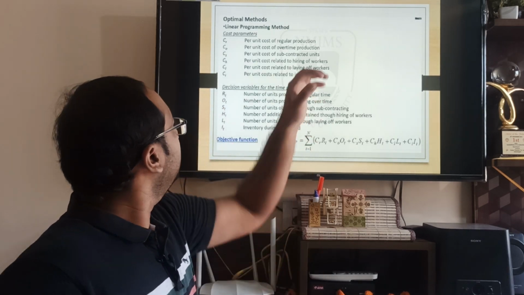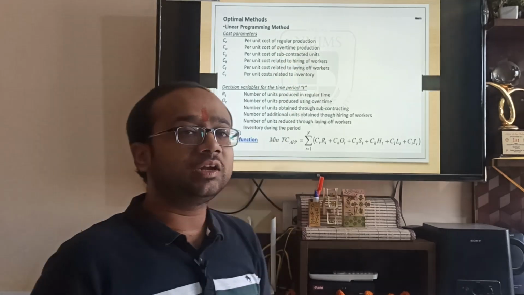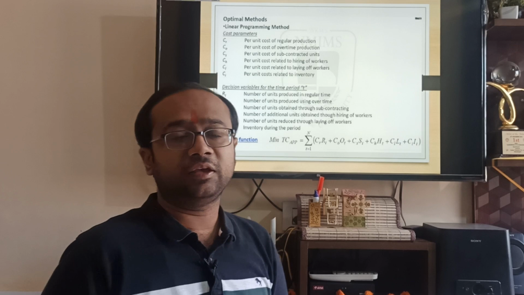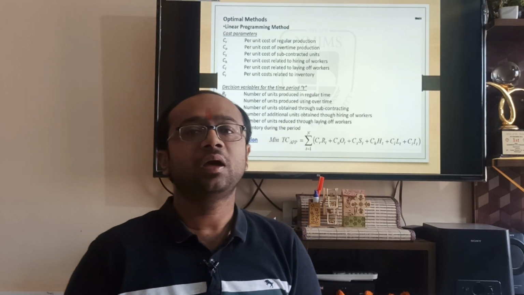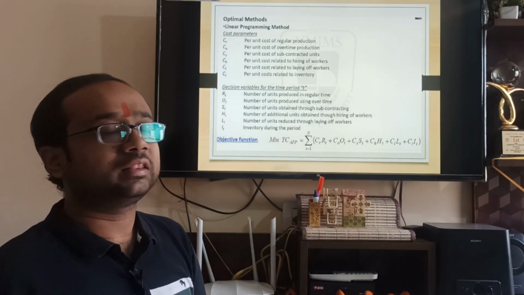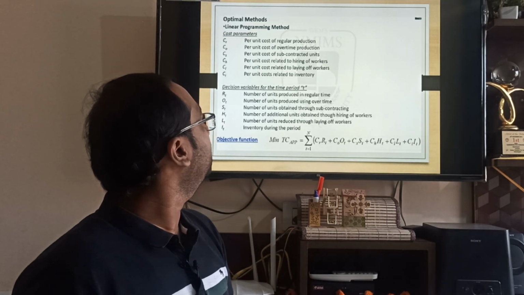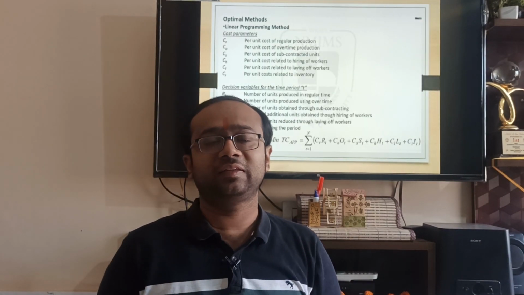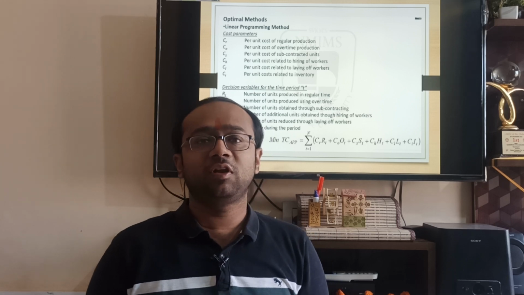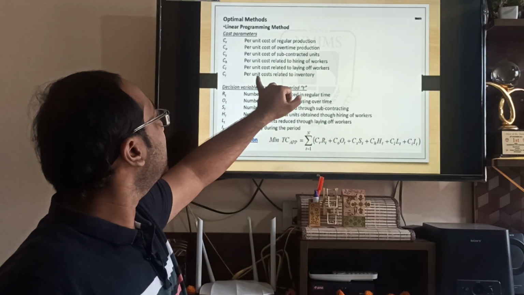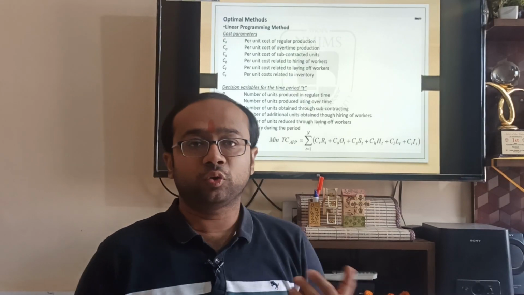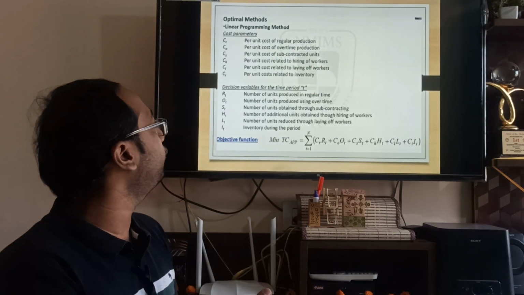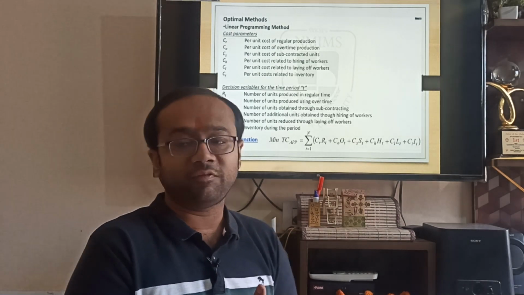Second is CO, that is cost per unit when you are doing it through overtime production, that is CO. Third is subcontracting. If you are going for some particular subcontracting, what kind of cost is occurring, that is known as CS. Fourth is cost related to hiring. Whenever you want to hire, there will be some cost, that is CH. CL will be cost of layoff and CI will be cost related to inventory. So regular production cost, OT cost, hiring cost, layoff cost, subcontracting cost and inventory cost.